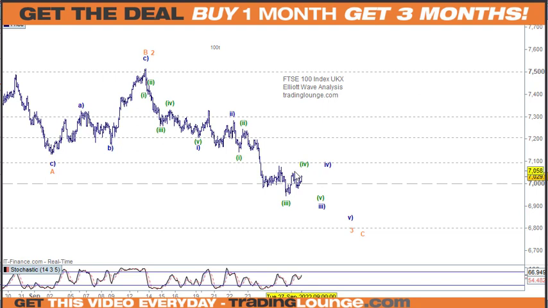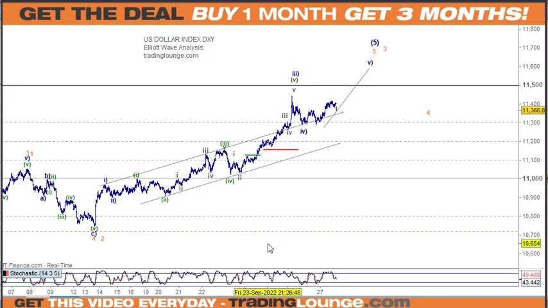So basically sideways and down. Not good intraday trading. Don't lose money in that space. Over to the FX.